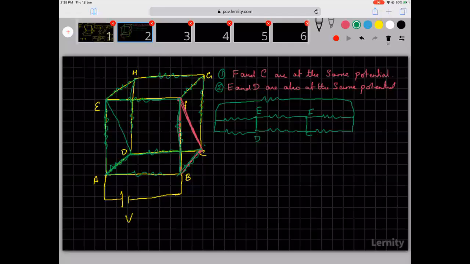So okay, I'm not very happy with this drawing. My earlier drawings were better. So what I'll do is I'll just go back a little.